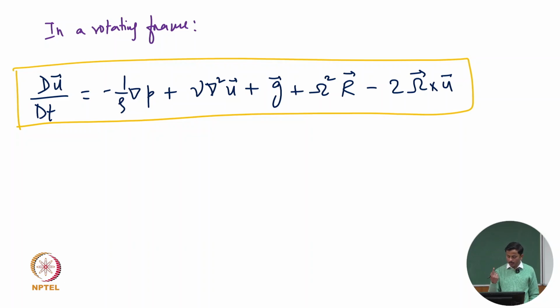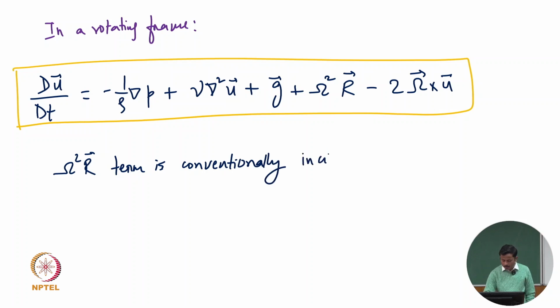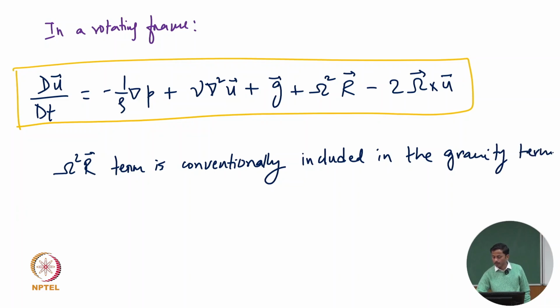And we of course have an angular velocity omega, because the Earth is rotating. So this omega squared r term is conventionally included in the acceleration due to gravity, in the gravity term g. So in the acceleration due to gravity, it's commonly included.